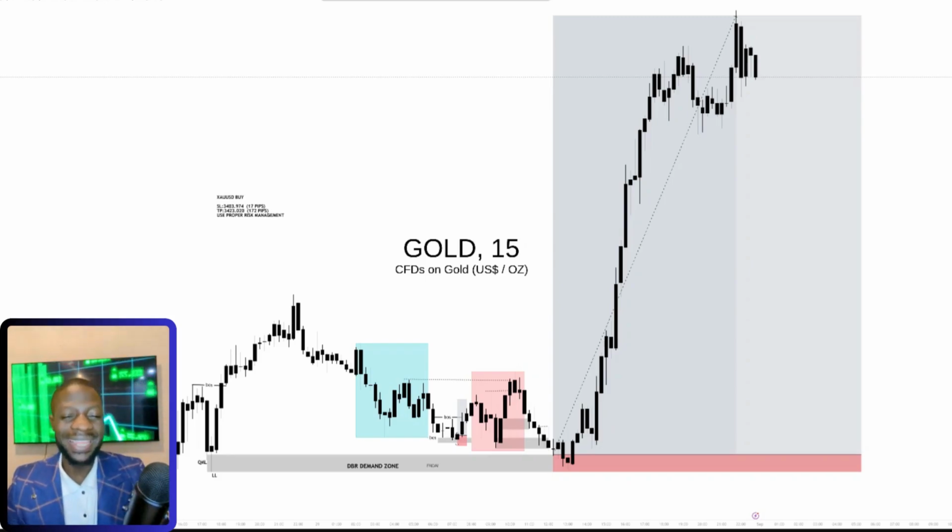I didn't do anything special on this particular trade. I just followed my strategy and it paid me. It's all about consistently executing your strategy, and that's going to keep you in the game.